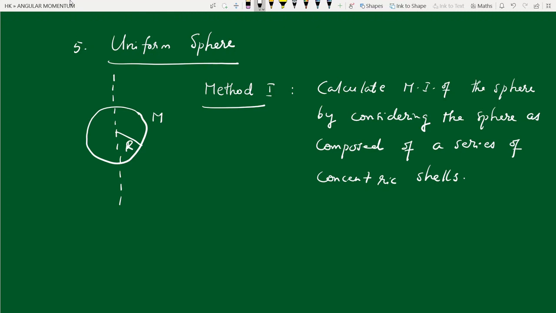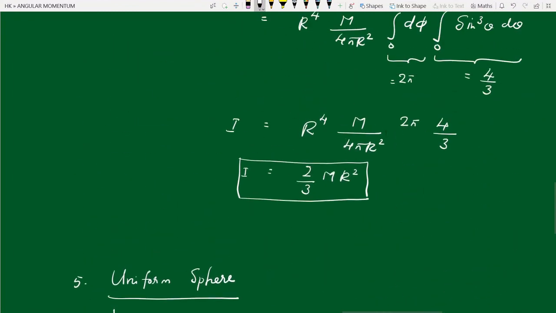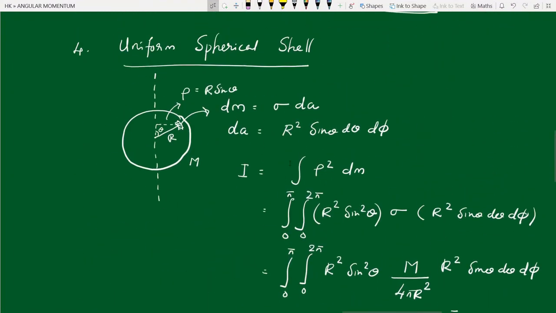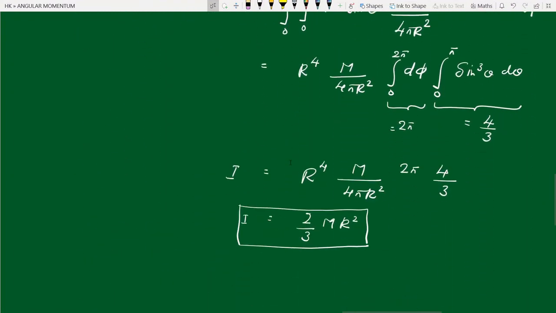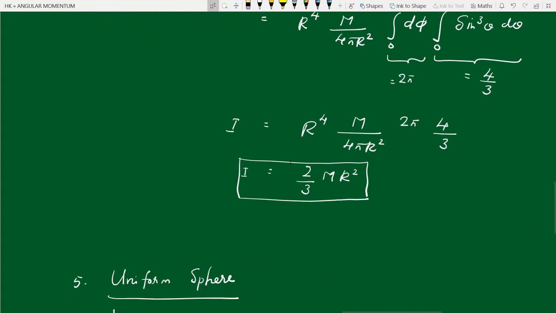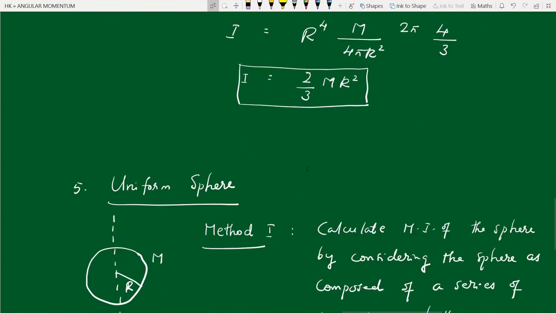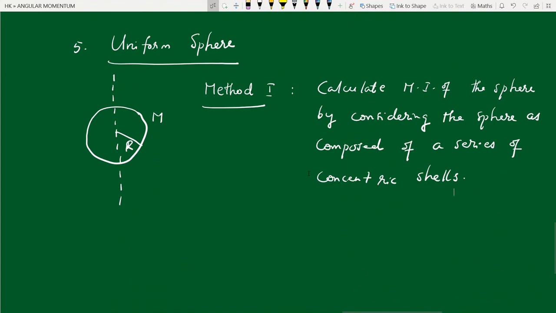Okay, you know the result for a spherical shell. We have done this calculation here for a spherical shell. Moment of inertia about the axis passing through its center is 2 by 3 mr square. You can use that result.